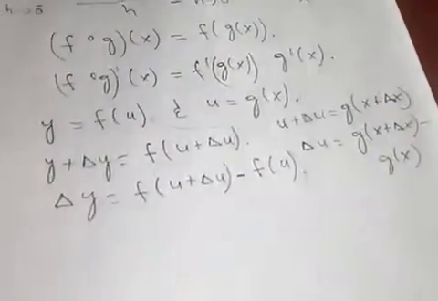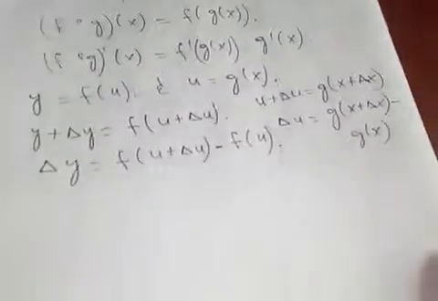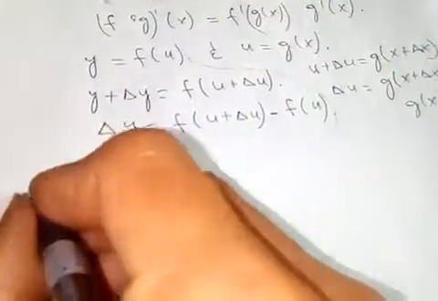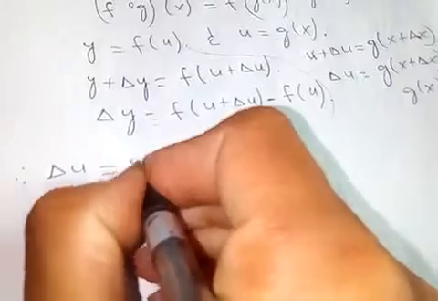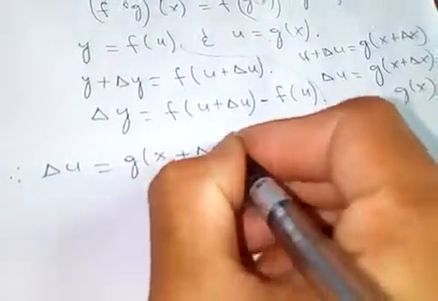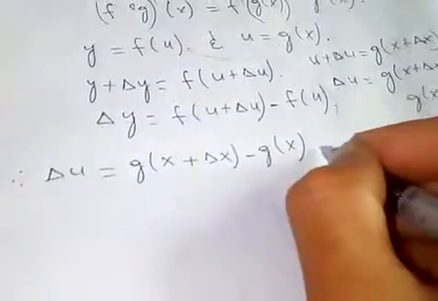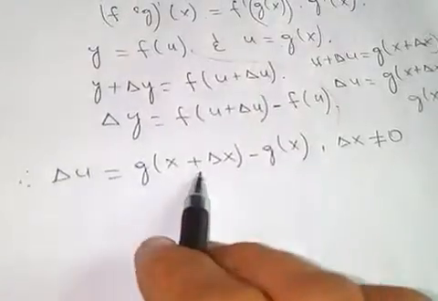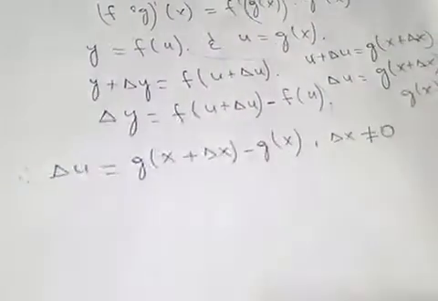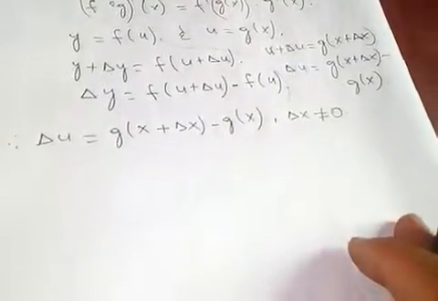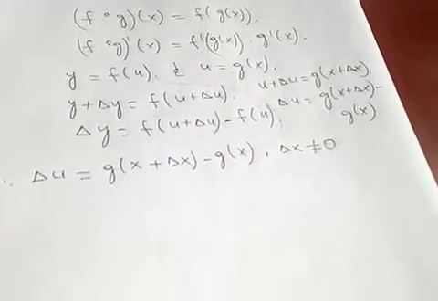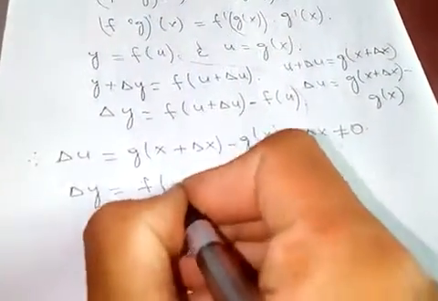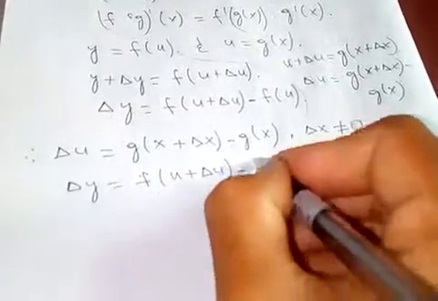From this we are going to derive. So taking this, delta u is equal to g of x plus delta x minus g of x, and you should know that delta u is not equal to 0. If it's equal to 0, that is what we don't want. And again, delta y is equal to f of u plus delta u minus f of u.